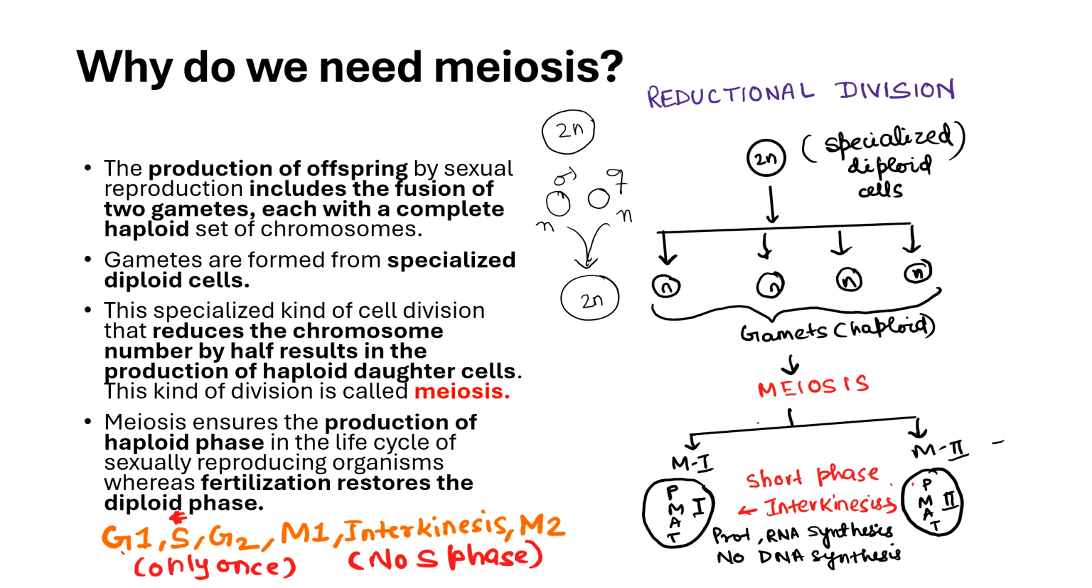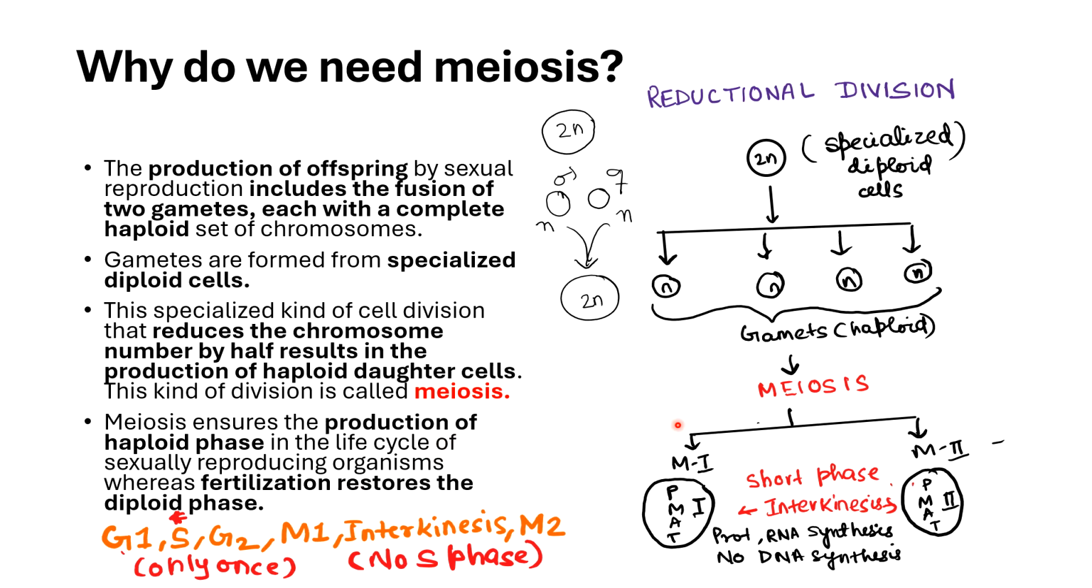So meiosis is a specialized cell division which takes place in diploid cells, and from a 2n diploid cell, we get 4 gametes which have n number of chromosomes. This specialized kind of cell division reduces the chromosome number by half, resulting in the production of haploid daughter cells, and we call it meiosis. Meiosis ensures the production of the haploid phase in the life cycle, so that after fertilization, the chromosome number or the diploid phase can be restored.